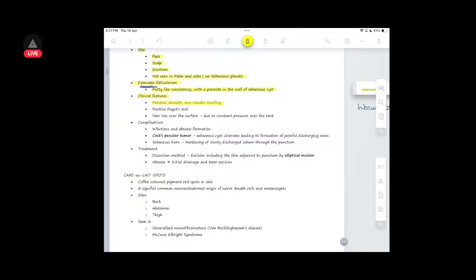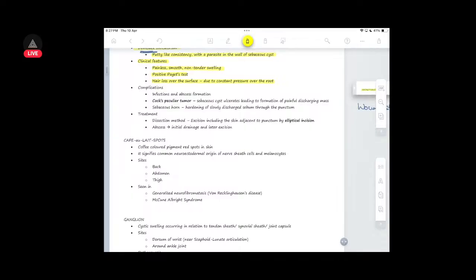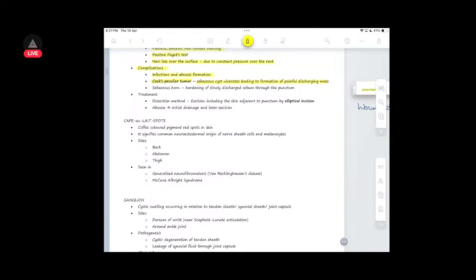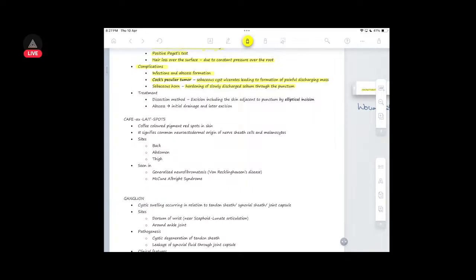Clinical features: it is a painless, smooth, non-tender swelling, with positive Paget's test. If you hold it and press on the top, it will be positive. It will be fluctuant. Hair loss over the surface is there due to constant pressure over the root. So complications, you have infection and abscess formation. Cock's peculiar tumor, which is a sebaceous cyst ulcerating, forming a painful discharging mass. Sebaceous horn is hardening of slowly discharging sebum through the punctum.